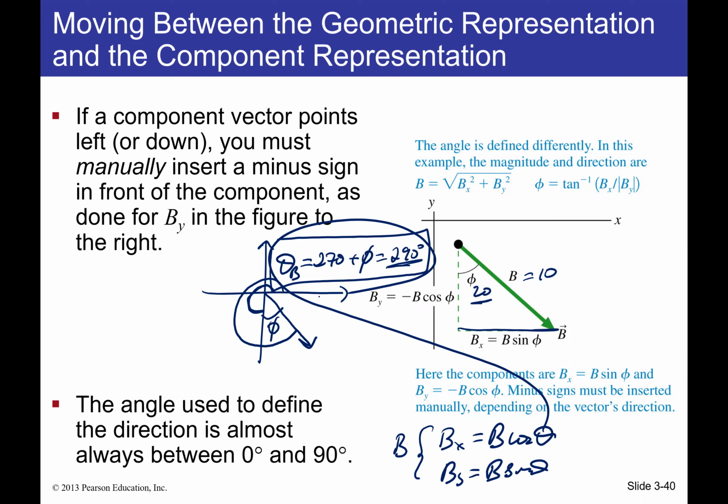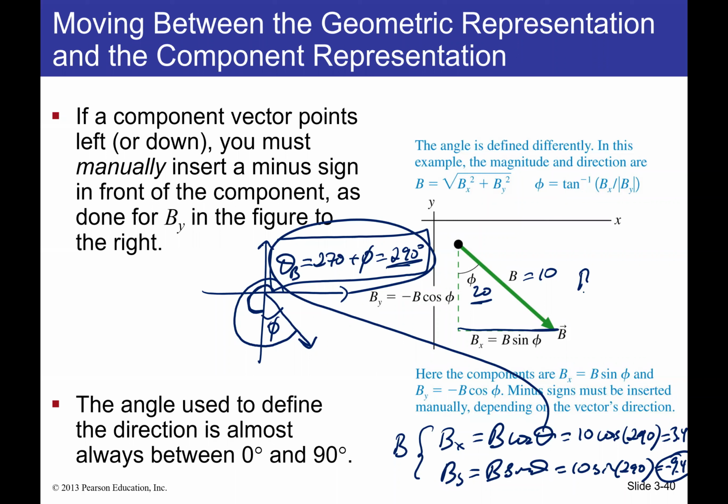I don't even have to manually put in any signs. For example, if I do 10 cosine of 290, plug it in your calculator and see: I'm getting 3.4. And if I do 10 sine of 290, I'm getting negative 9.4, which means I didn't need to manually put the negative for B. It's part of the equation, and I get it automatically.